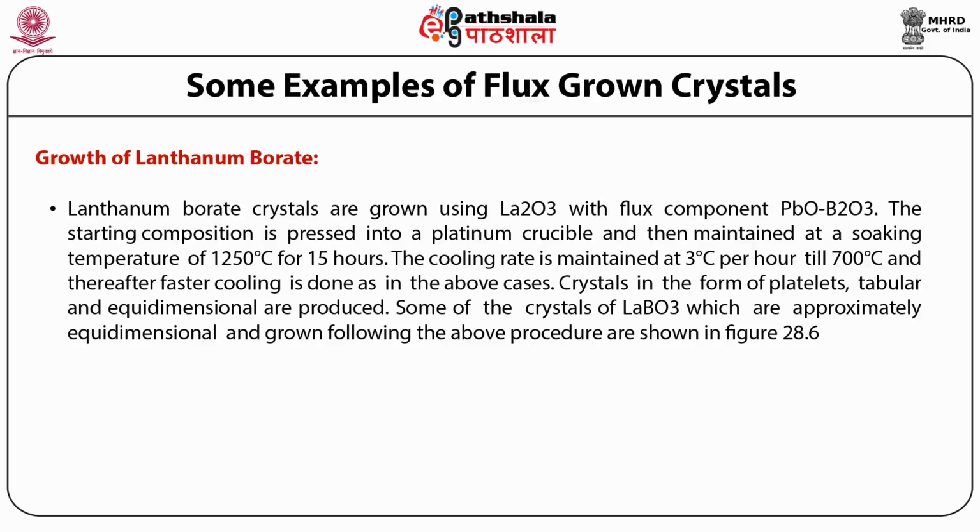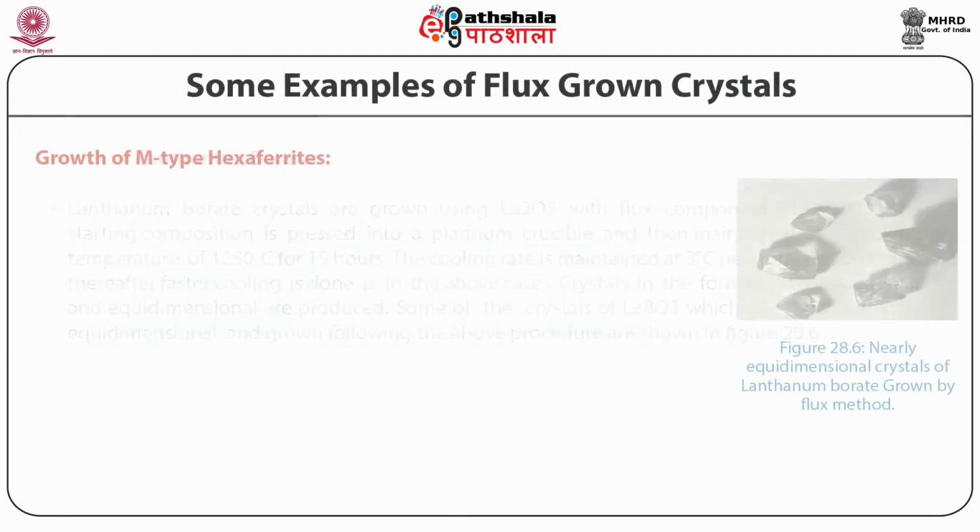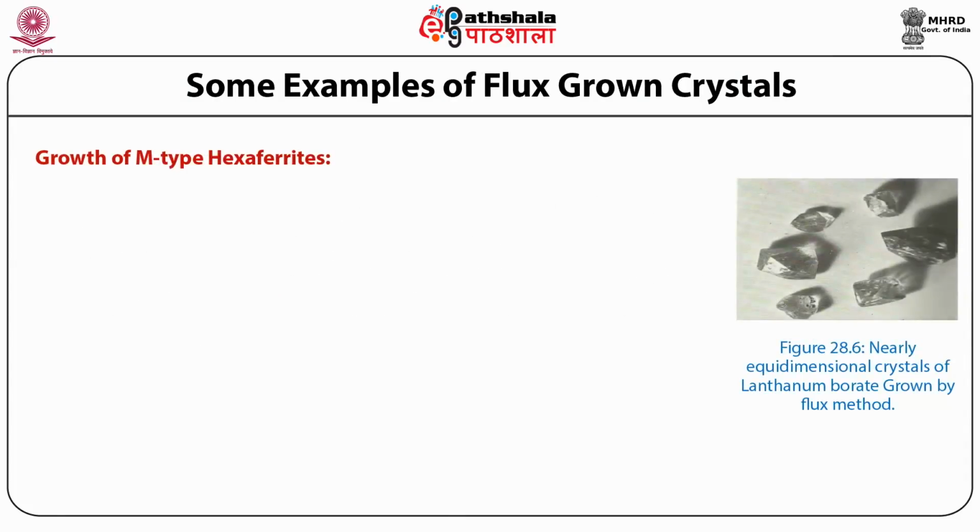Crystals in the form of platelets, tabular, and equidimensional are produced. Some of the crystals of LaBO3, which are approximately equidimensional and grown following the above procedure, are shown in figure 28.6. Growth of M-type hexaferrites.